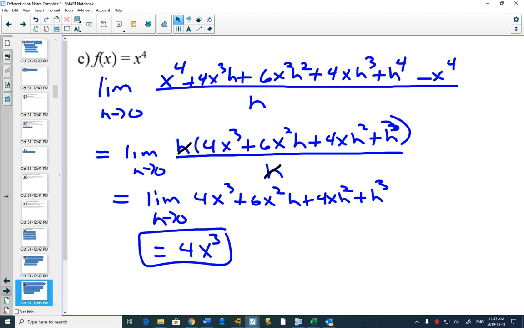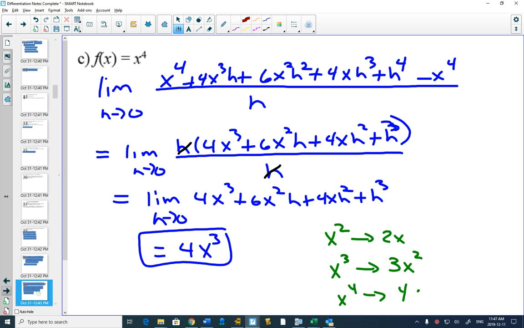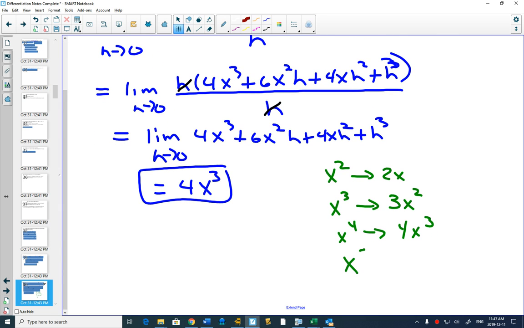So let's look at what happened. We had x squared went to 2x, x cubed went to 3x squared, x to the 4 went to 4x cubed. What do you think is going to happen if I did x to the 5? 5x to the 4th. How could we describe that? Well, it looks like whatever our exponent was comes out in front as a coefficient, and then our exponent goes down by 1.